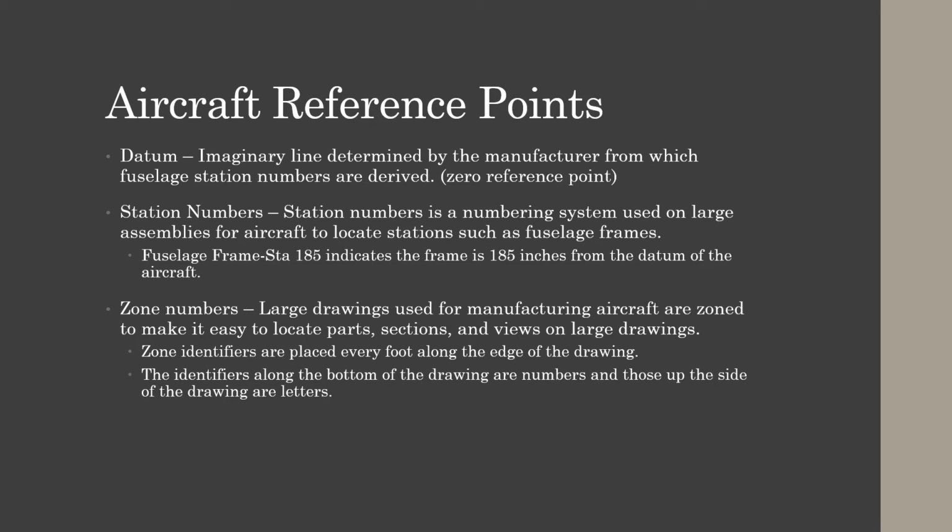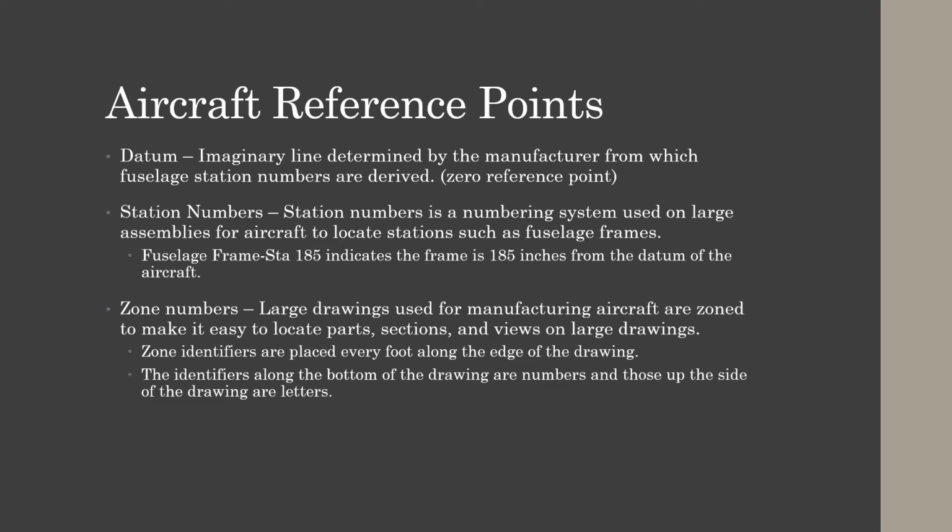Zone numbers are used on really large drawings, used for manufacturing aircraft, and are zoned to make it easy to locate parts, sections, views on very large drawings. It's kind of like if you ever went on a road trip and used an old school map. They have like ABC on one axis, 1, 2, 3 on another axis, and you have to match it up to find the area that your city's in. So that's how those work.